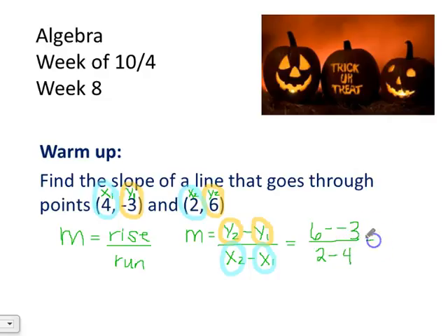So then we just do the math. 6 plus 3 is 9. 2 minus 4 is -2. So our slope would be equal to -9/2. We always want to keep our slope as a fraction so that we get that number on top telling us to move up or down, and then that number on the bottom telling us to move left or right. So this slope would give us a negative slope.